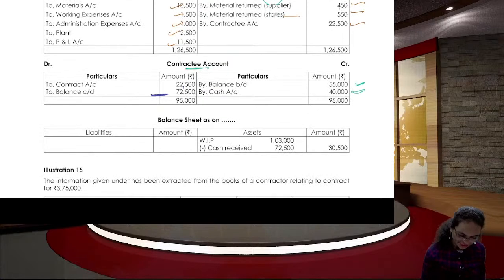See, this one. This is the balancing figure from the contractee. This is the amount that should be written here. It means that as a contractor, we received from the contractee this one, 72,500. This is the amount we received. So in the balance sheet of the contractor, this is shown as an asset.